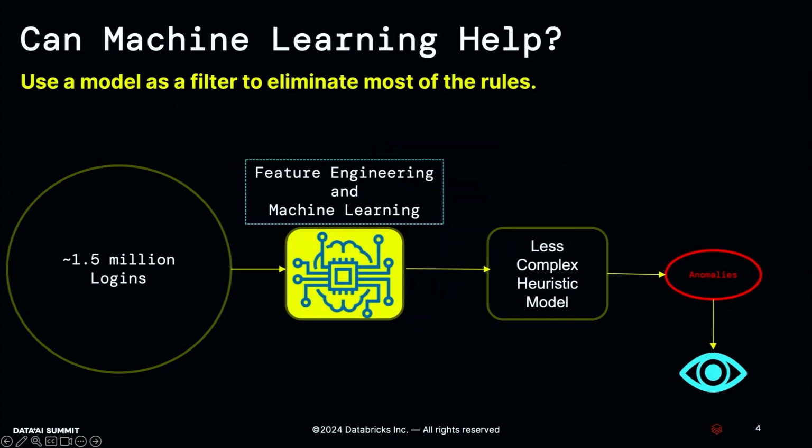So what we want to know is, can we put a machine learning layer that essentially filters out those logins and gives us anomalies from a model perspective that we can then apply a less complex heuristic to, in order to get fewer anomalies for our analysts to look at, but they can get through quicker and hopefully find malicious activity faster. So Hayden is going to talk about feature engineering.